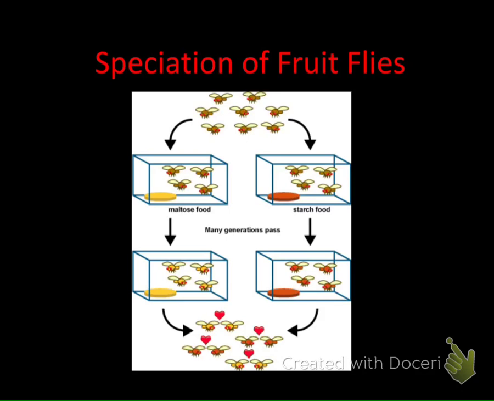So they take a generation of fruit flies at the top, and they separate them. What is this stage called?